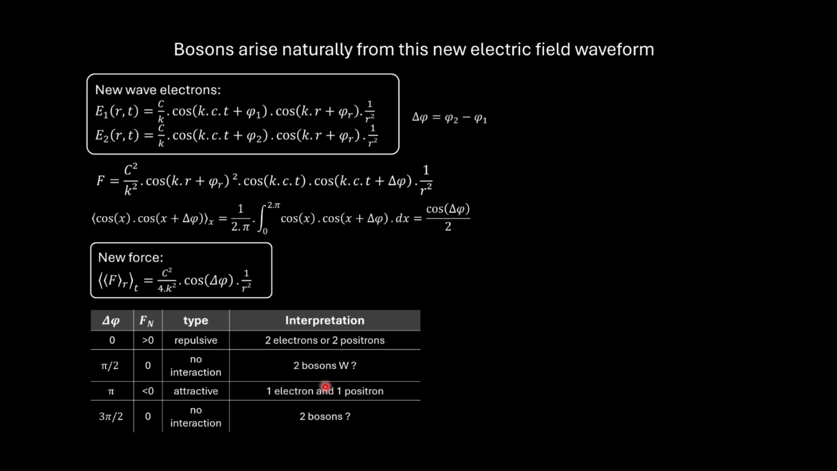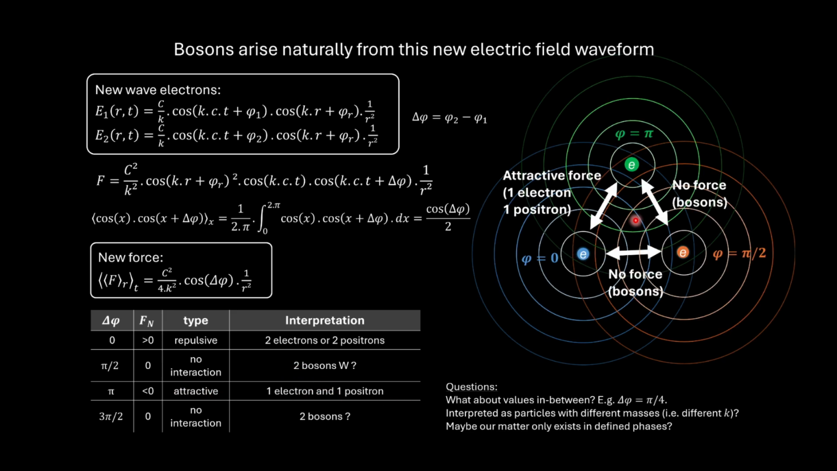So what happens when we take 3 electrons with different phases? What happens is the nature of the electron is defined by the phase point of view. But this raises more questions. What about phase values in between? If you have answers, please comment or link another video or article.